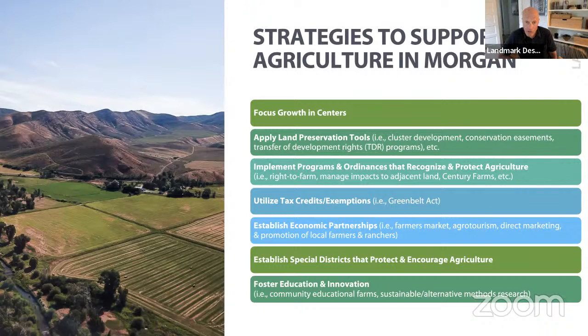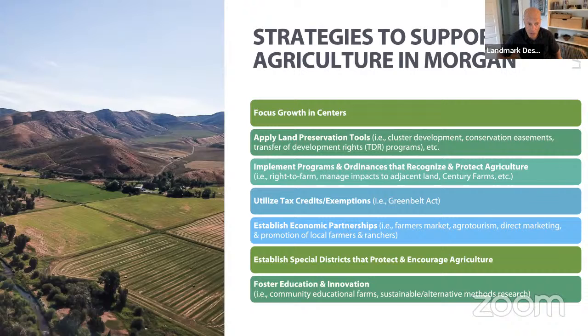And the first is to really focus growth in centers. You could do it on the micro level here in Morgan, but it's also within the county itself that Morgan is the key center for the county, and that growth would be concentrated here as well as in areas such as Mountain Green. So from a countywide perspective, that would be the bulk of the more intensive, urban type development versus more rural and county type development.